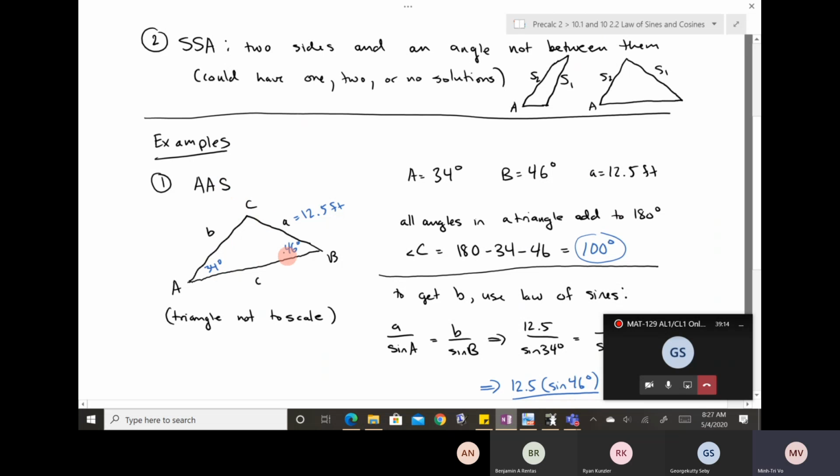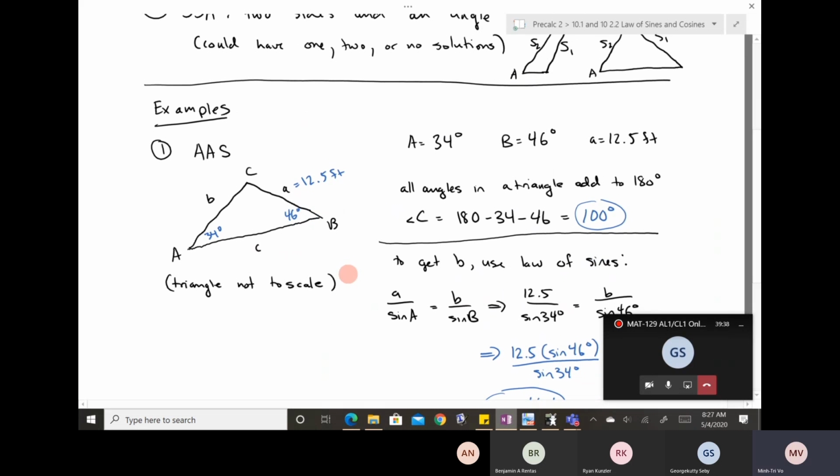As I said before, two angles and one of the sides, right? You're given that angle A is 34 degrees, angle B is 46 degrees, and side A is 12 and a half feet. Angle C is unknown, and sides B and C are unknown. So we want to figure out the two unknown sides and the unknown angle.